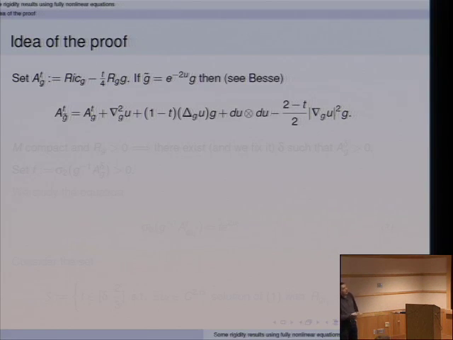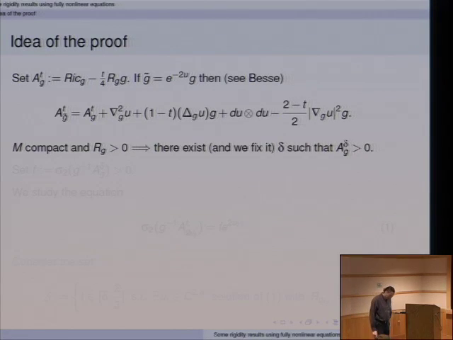So if you take G tilde, a conformal metric, which is written e to the minus 2u G, then look to the book of Besse, for example. So you have a formula that gives you this A_t for the new metric, the metric G tilde, in terms of A_G of t, right?